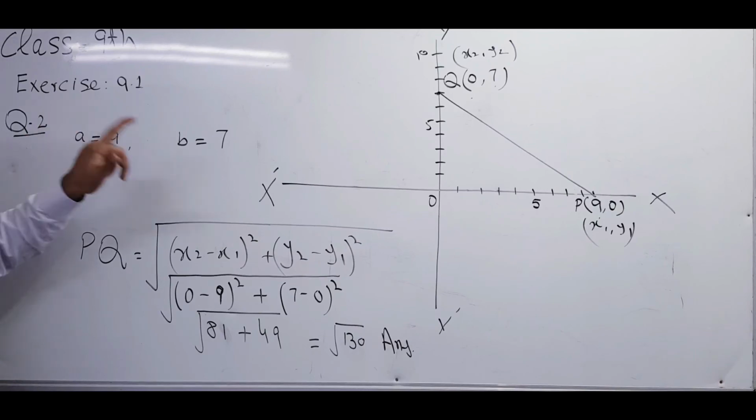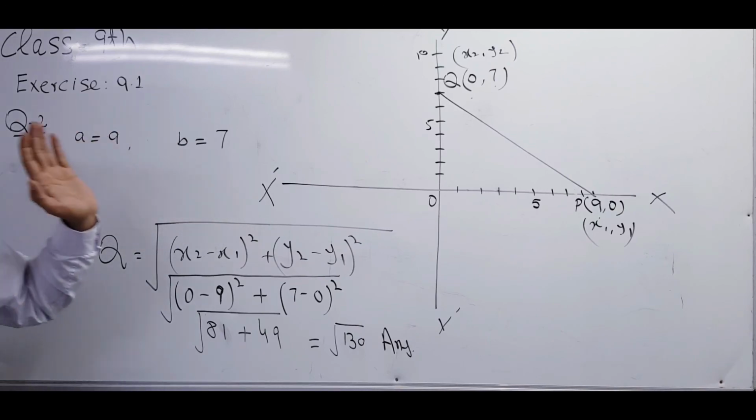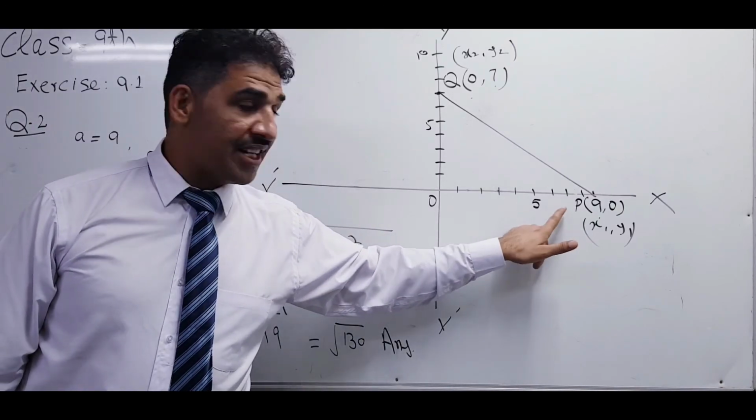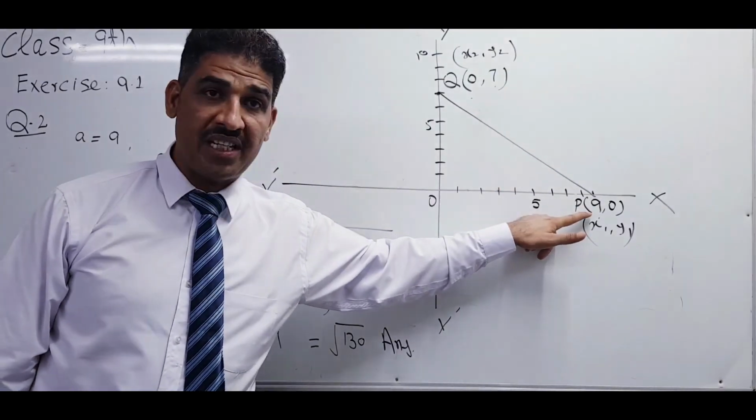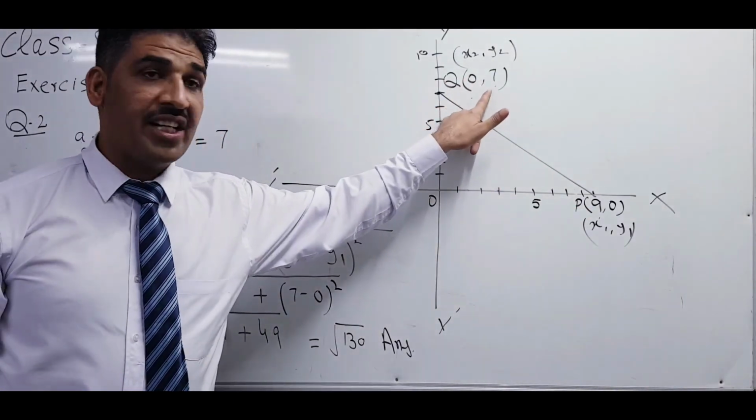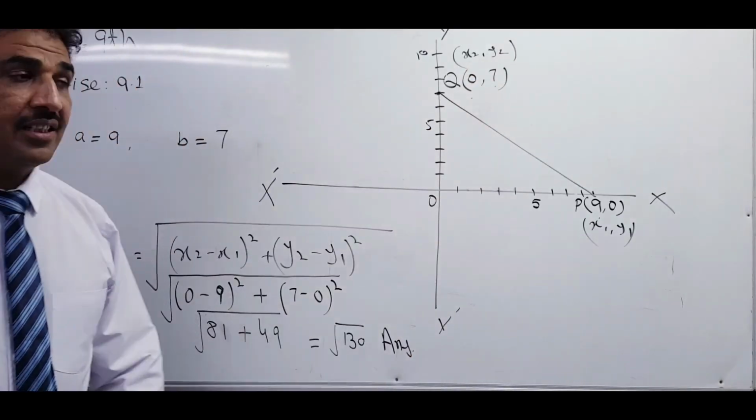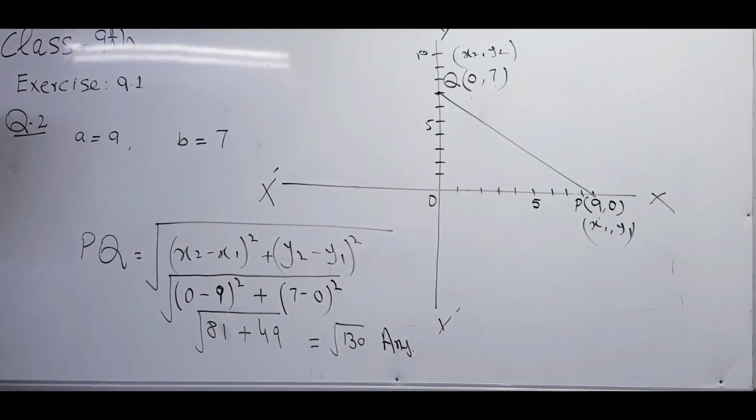Other questions are the same as that. The value of a and the value of b are given. The value of a is the x coordinate, so we assume it here, and the value of b is the y coordinate. So 0, 7 like that. In such a way we have to solve the remaining parts, and I hope all of you understand. Okay, thank you very much.